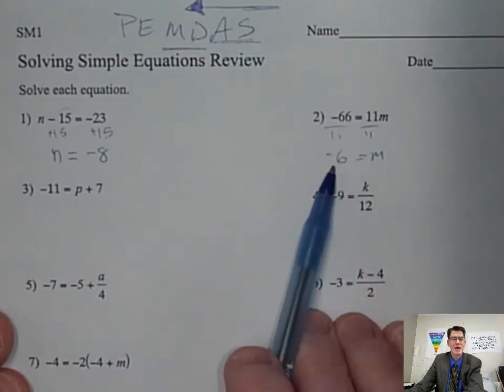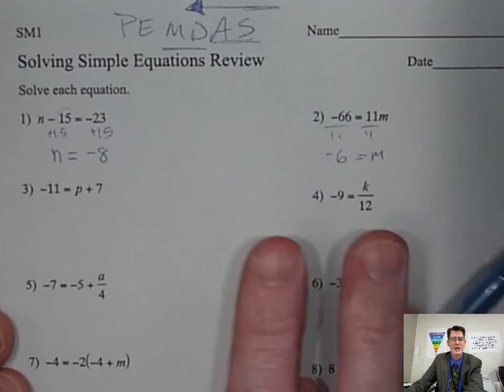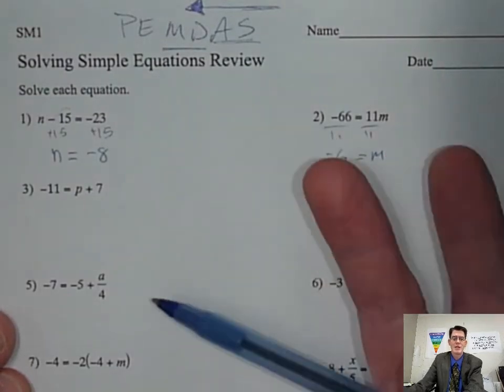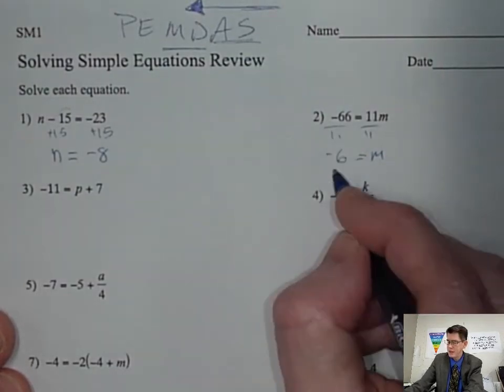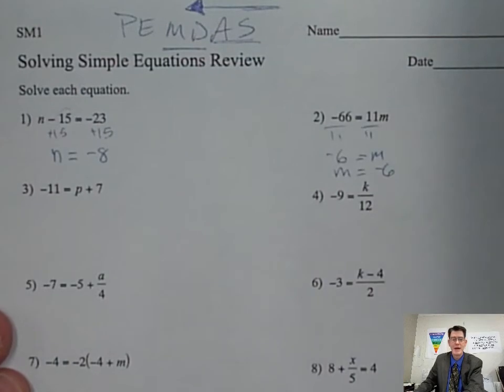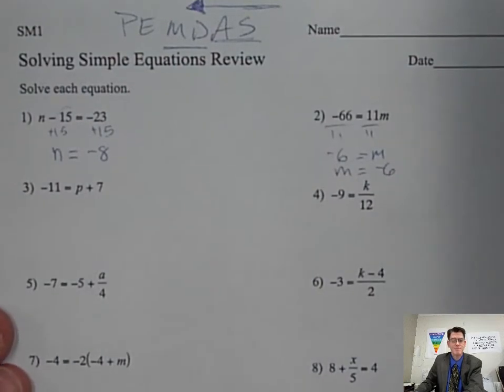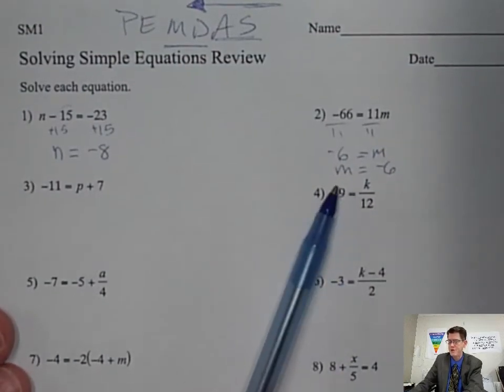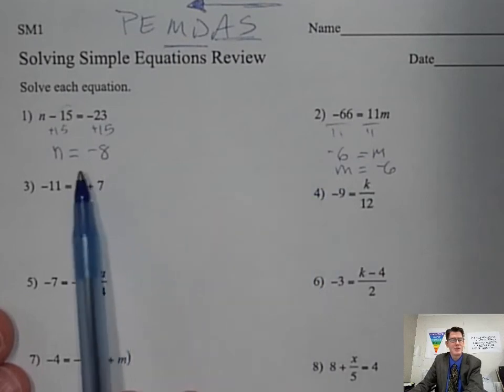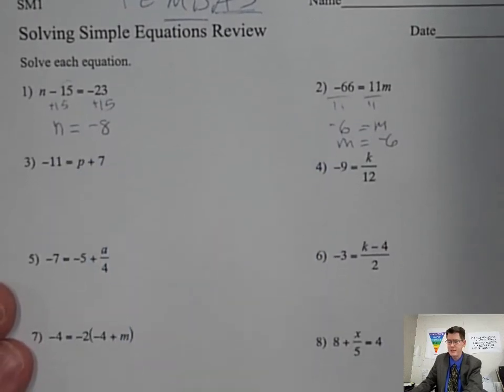And again, it doesn't matter if you have the m on this side of the equal sign or that side of the equal sign. We can talk about the properties of equality. If negative 6 equals m, then m equals negative 6. You'll see in your math career that math teachers and people like to see the variable written on the left-hand side.